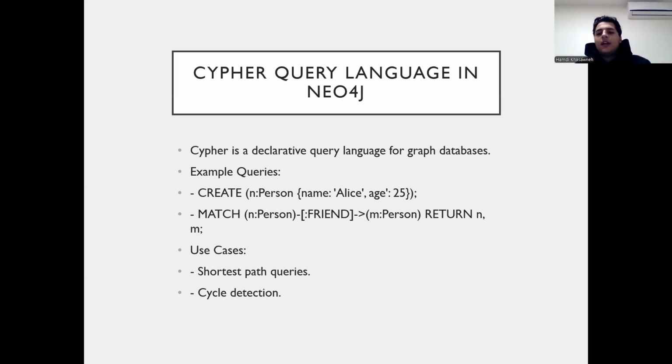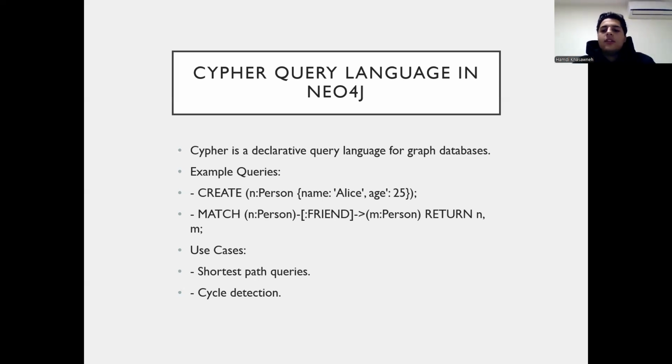Now here is the Cypher query language in NEO4J. NEO4J uses a query language called Cypher, which is specifically designed for graph databases. Cypher is intuitive and resembles natural language, making it easy to write complex graph queries. For example, you can create nodes and relationships with the following Cypher command: CREATE (p:Person {name: 'Alice', age: 25}). This command creates a person named Alice with an age of 25. And then you can match it with the other person. The use cases for NEO4J or graph databases are shortest path queries or cycle detection.